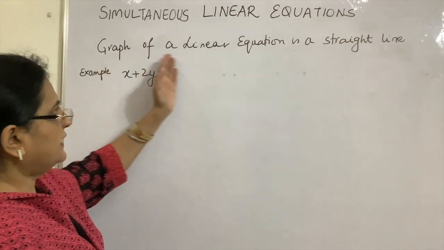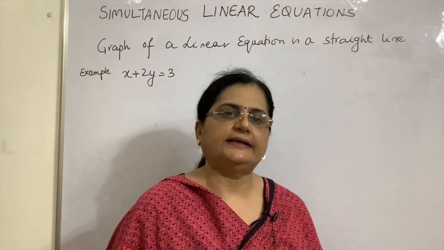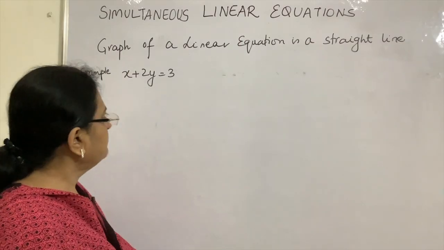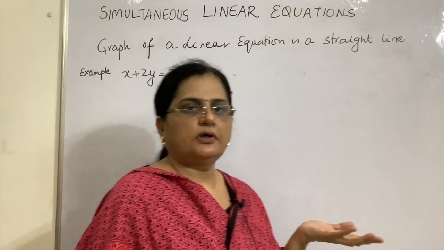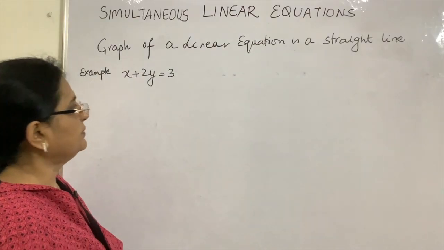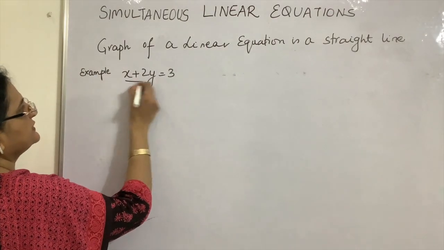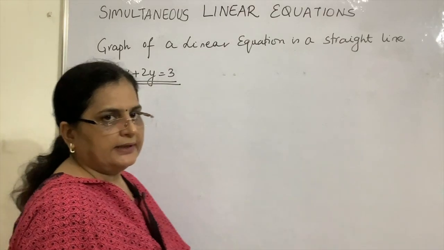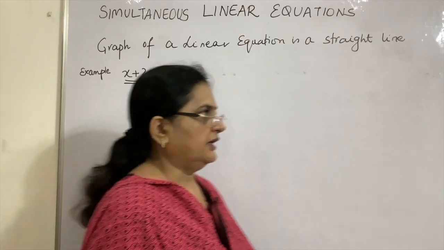We already know that the graph of a linear equation is a straight line. It comes out to be a straight line. So can we plot this and see whether this holds good or not, whether this comes out to be a straight line or not? Let us take for example this equation x plus 2y is equal to 3, and we will try to plot the graph of this.